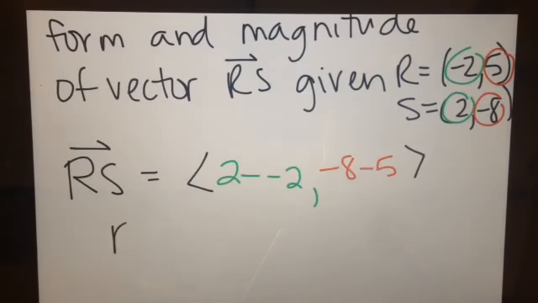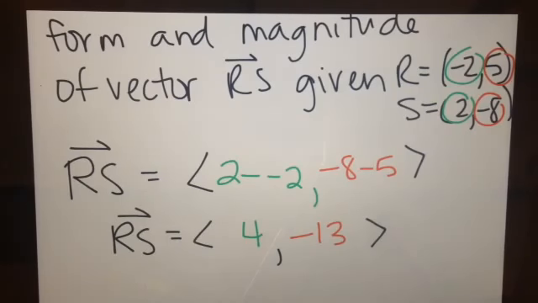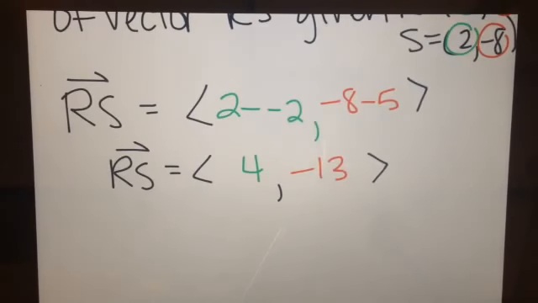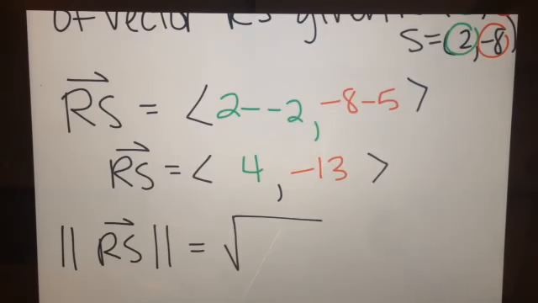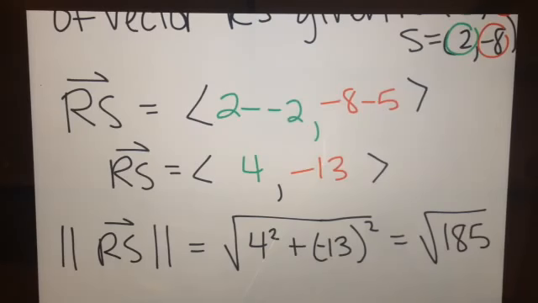And so RS, the vector RS, the direction, written in component form, would be +4, and -8 minus 5 is -13. The magnitude of vector RS is the square root of 4 squared plus -13 squared. And so that is the square root of 185.